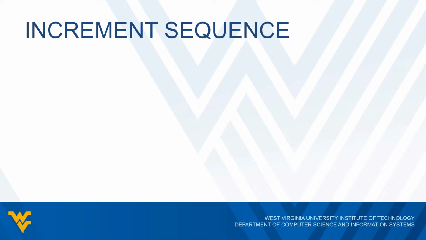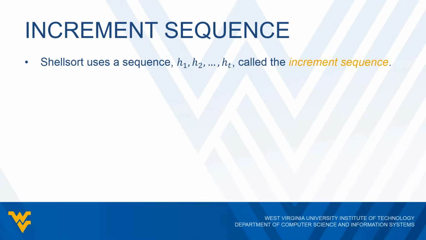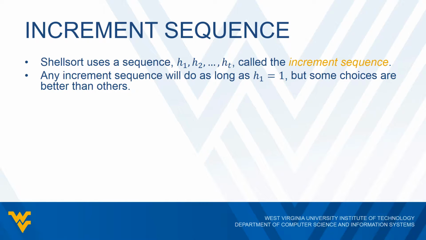The key thing about shell sort is that it uses a very specific sequence, which we'll denote as H1, H2, H3, all the way up to HT. This sequence is called the increment sequence. Now, the thing I'll mention about this sequence is that any increment sequence will work, just as long as H1 is 1. Now, what we will see is that some choices for these different values in the sequence are better than others.